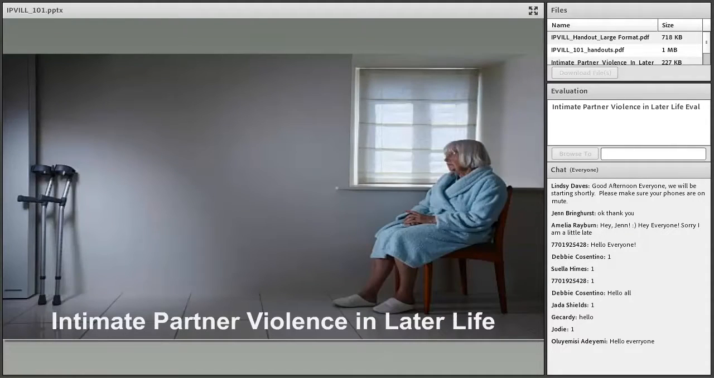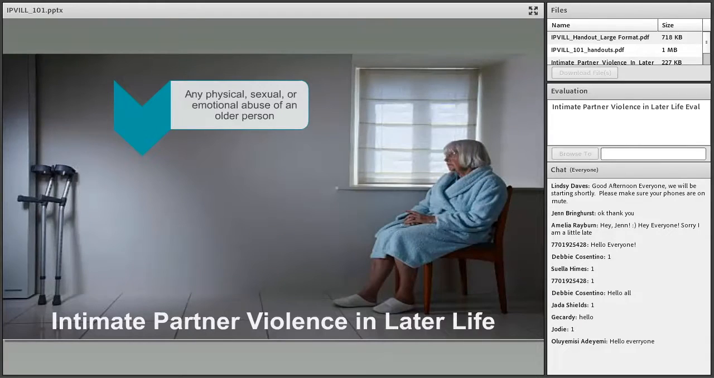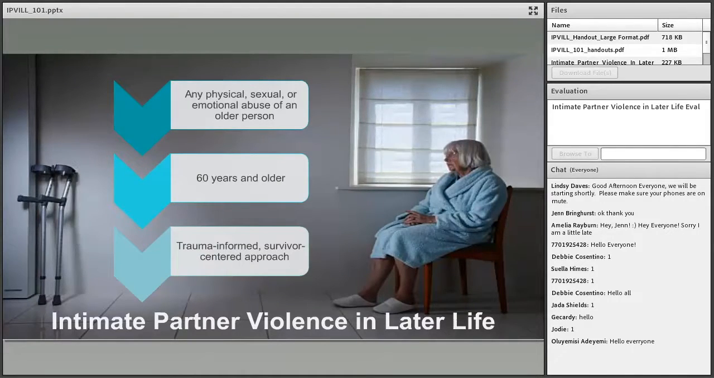So now that we did this quick refresher, we're going to talk about it in the context of intimate partner violence in later life. So what is it? When we're talking about that, we're talking about any physical, sexual, or emotional abuse of an older person, age 60 and older. And PCADV is talking about it in a trauma-informed, survivor-centered approach.